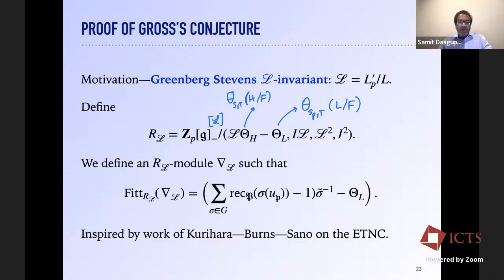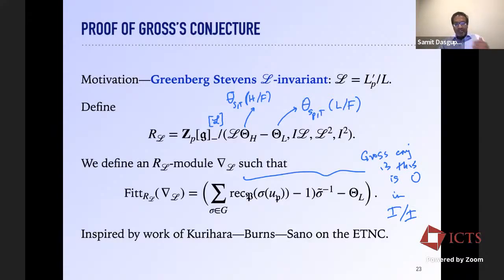Nabla_L is a module over the ring R_L. It's constructed in such a way, formally, that its Fitting ideal is generated by the thing that Gross wants to be 0 in I mod I squared. So Gross's conjecture is that this is 0 in I mod I squared. And by the construction of this Nabla_L, it sees these Brumer-Stark units. The construction is that the Fitting ideal is generated by this thing that you want to be 0. The construction of this Nabla_L is inspired by work of Kurihara, Burns, and Sano. Okay.